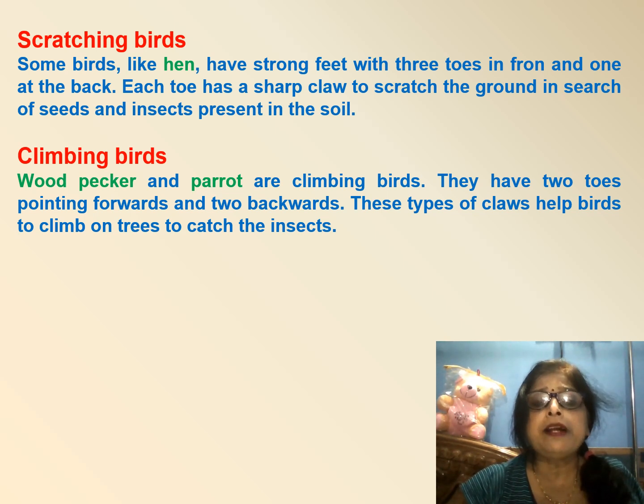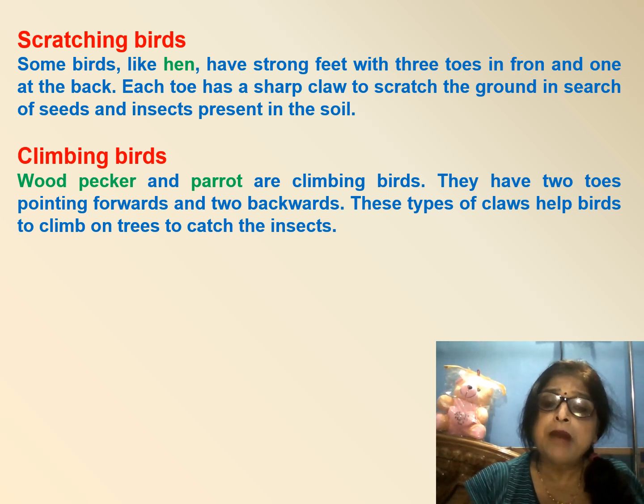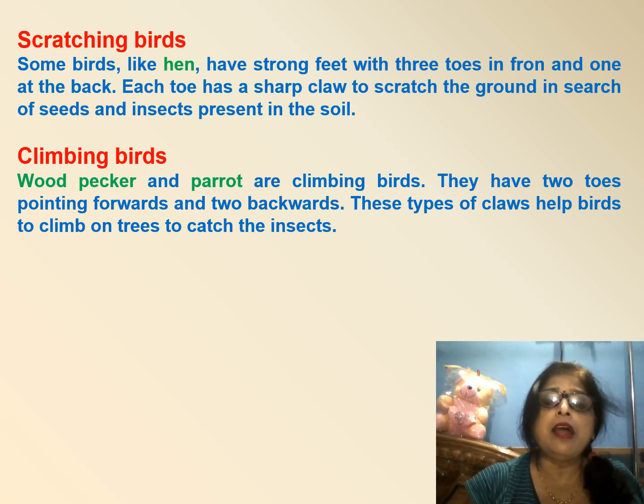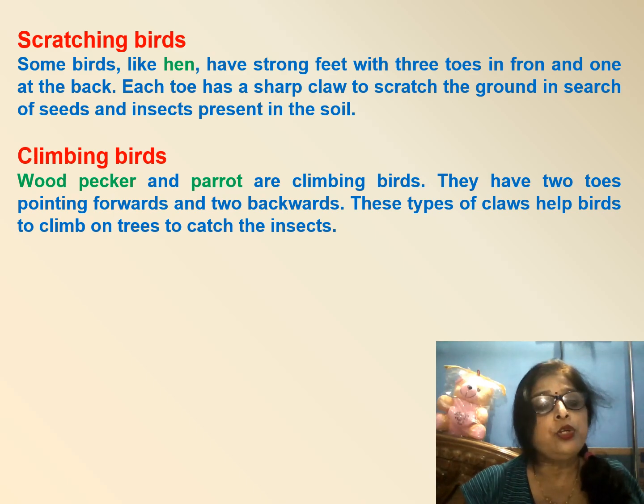Next is climbing birds. Examples are woodpecker and parrot. They are climbing birds. These birds have 4 toes, 2 pointing forwards and 2 pointing backwards. These types of claws help birds to climb on trees and to catch insects. These are all about the claws of the bird which help them in different types of functions. They perform functions with the help of these claws and toes.